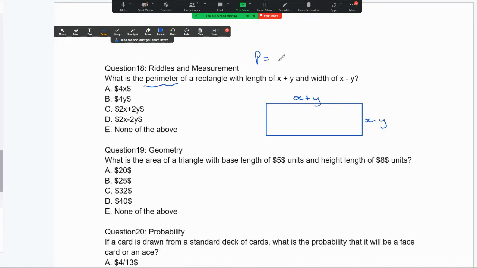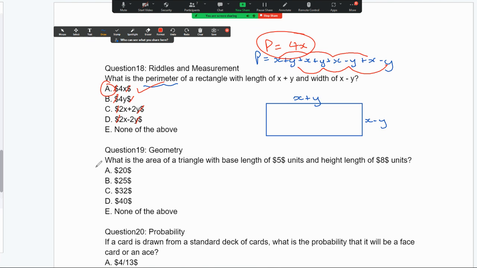So perimeter is going to be x plus y plus x plus y plus x minus y plus x minus y. x plus x plus x plus x comes to 4x. y plus y is 2y minus y is y minus y is 0. So this is going to be 4x. So looking at these answers over here, looks like it's going to be A, ignoring the dollar sign. And over here, let's ignore these symbols here as well.